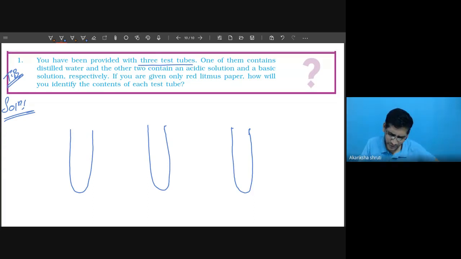So here you are provided with 3 test tubes. You may call these first, second, third, or 1, 2, 3. Let me call this test tube 1, this test tube 2, this test tube 3. Or you may name them A, B, C. It is up to you. That doesn't matter much. One of them contains distilled water.